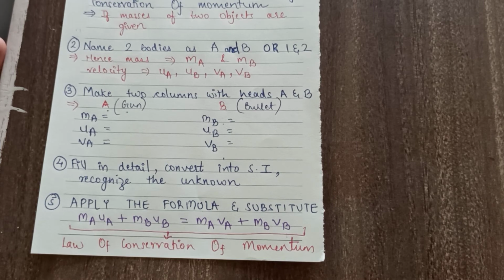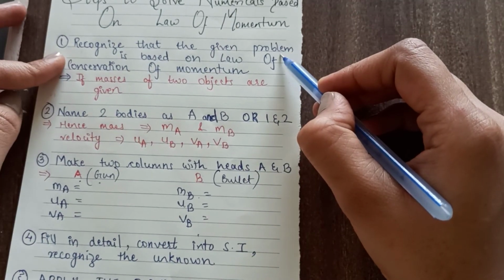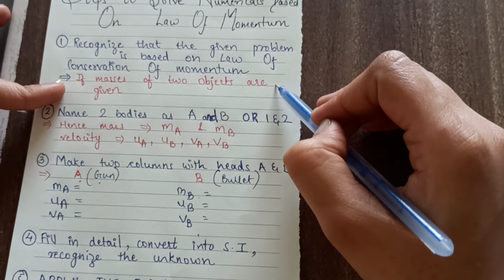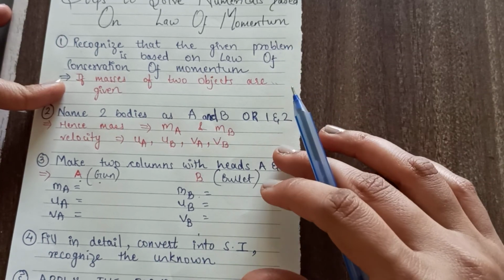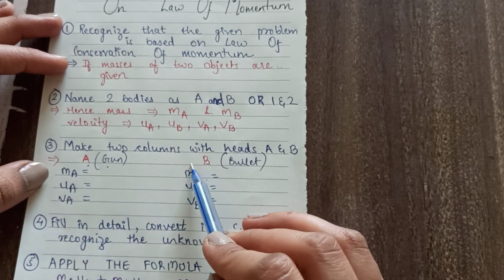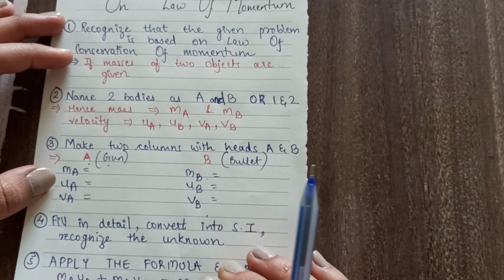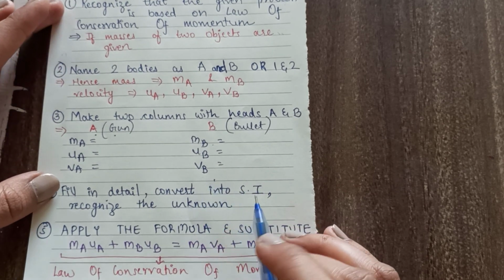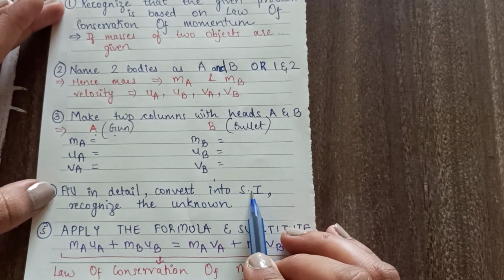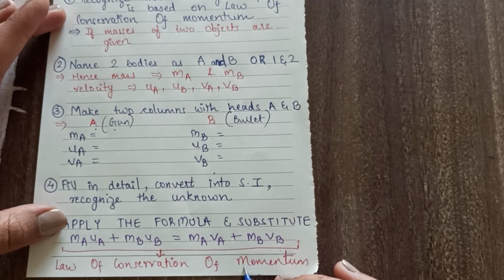I'll repeat and revise the steps again. So first we have to recognize whether it's a problem of law of conservation of momentum. How do we recognize? We see that there are two masses given, then we are sure that it's law of conservation of momentum. Name the two masses as A and B. Make two columns, write all the details, MA, UA, VA, MB, UB, VB. Fill in the details by reading the question, convert into SI unit if something is not in SI unit, recognize what is to be calculated, apply the formula, and you are through it.